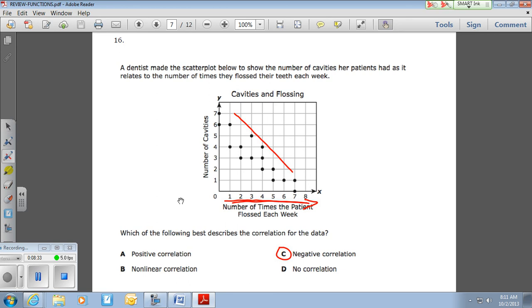Positive correlation goes up, negative correlation goes down, and then no correlation is just all over the place and we don't see a trend at all. All right, next question.